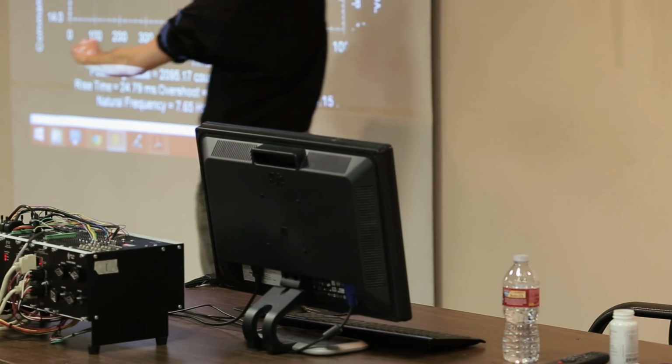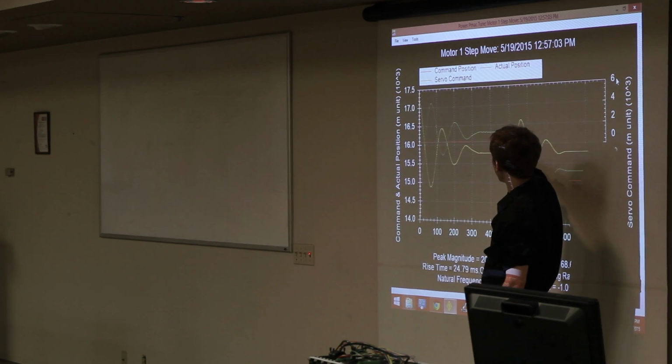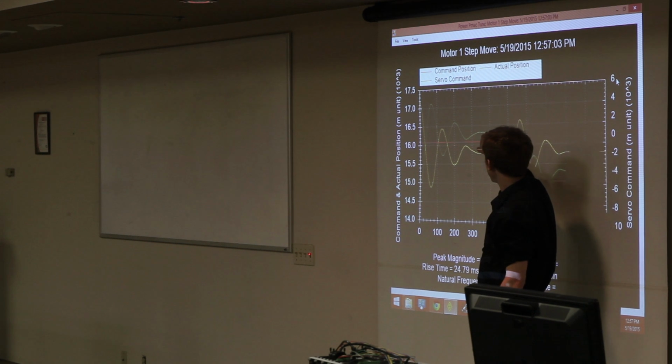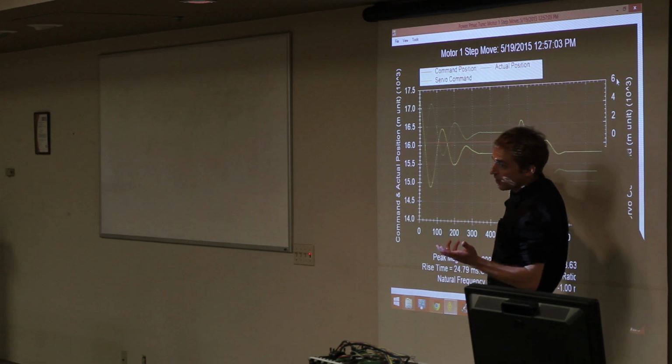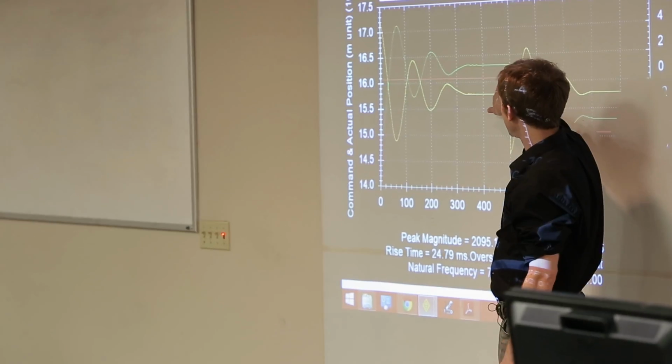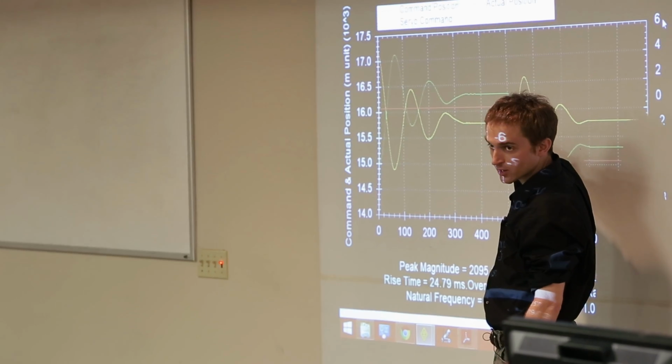We can see that I'm actually overshooting the target. The target is this pink line, command position, and then I'm stopping at a position other than the pink line. That means I didn't have enough Kp to actually oscillate around the target. So I want to increase Kp until I am centered around that target.